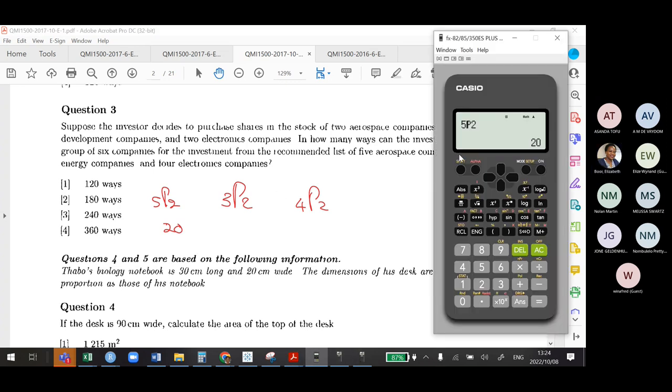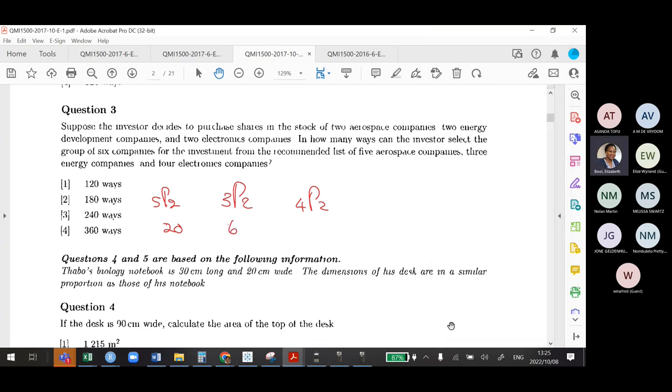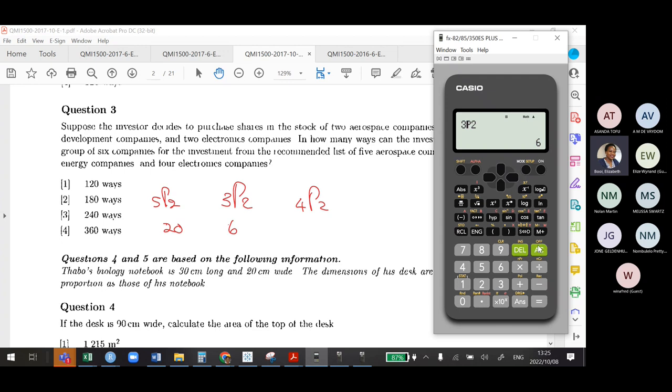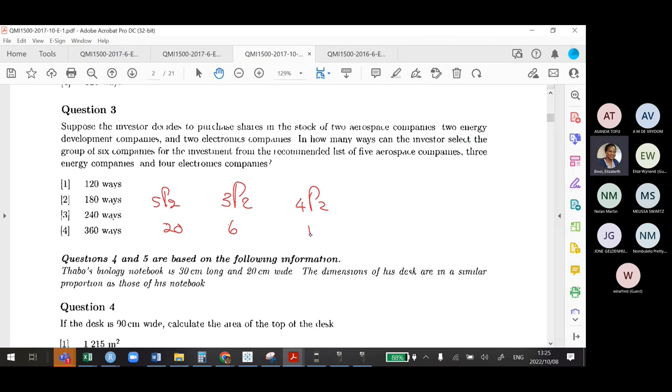Let me first double check. 3 shift 2. That's 6. And the last one is 4. It's 12.